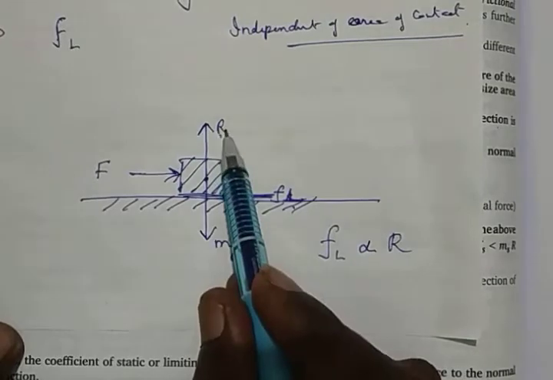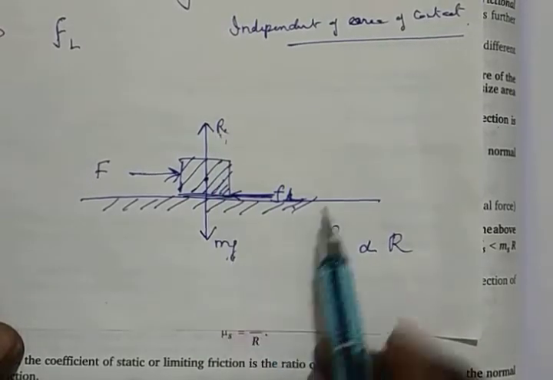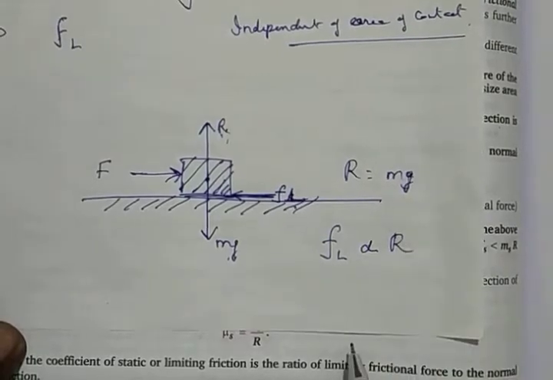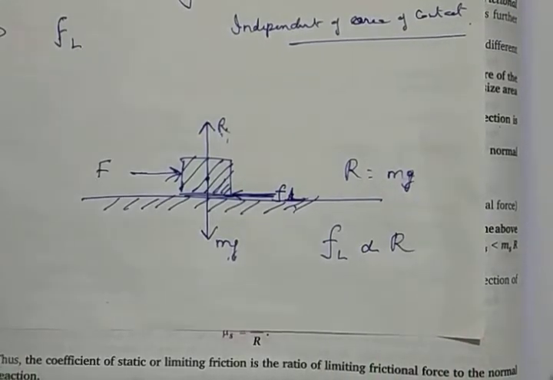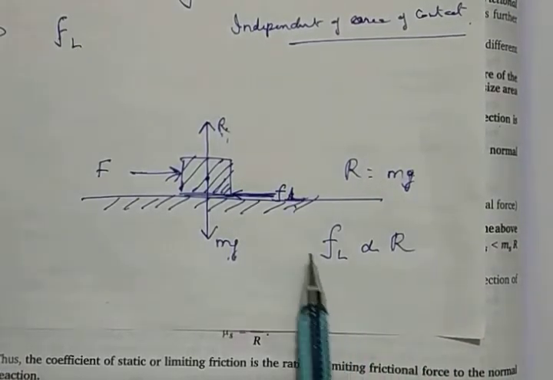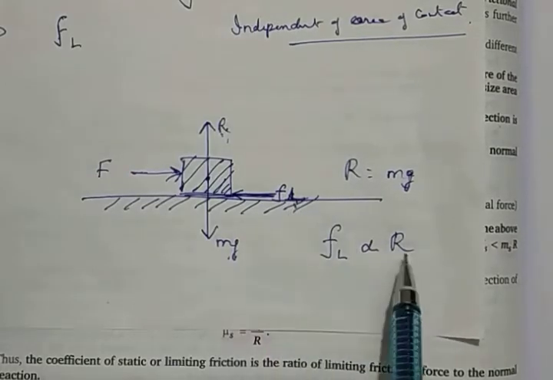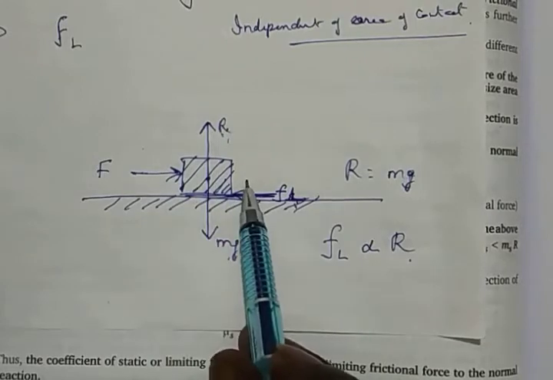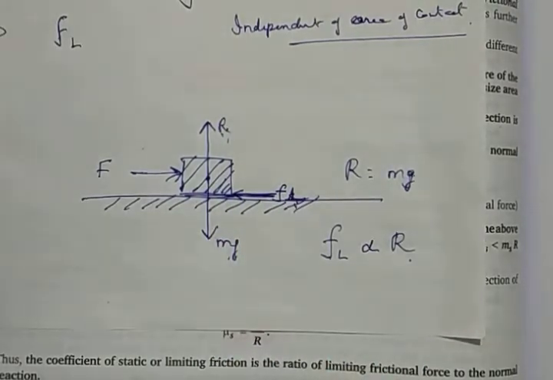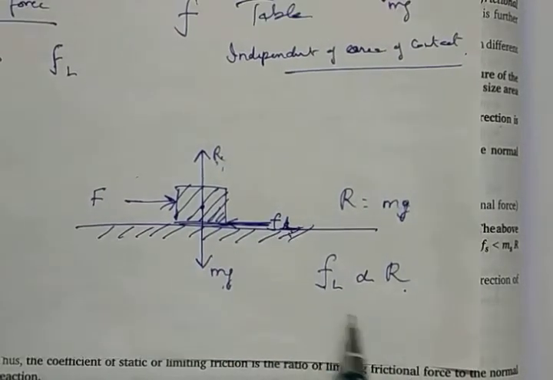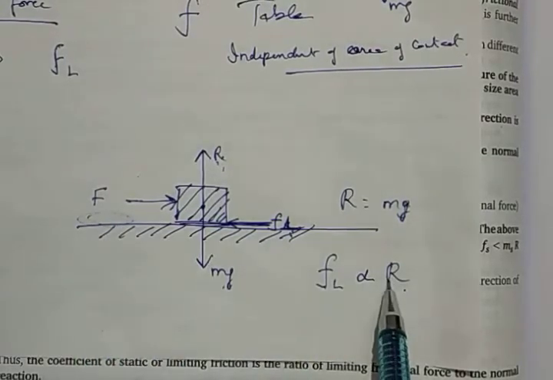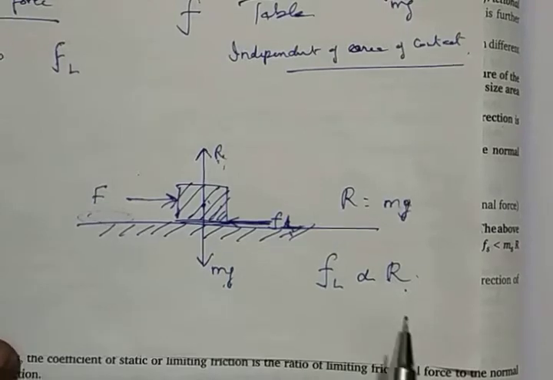What is the normal reaction actually equal to? It is equal to mg. Normal reaction is equal to mg only. We know this one, it is always equal to mg. But here the law says the limiting friction value depends upon the normal reaction. That means bigger the body, higher the weight, definitely the frictional force will be bigger. So you can have a lighter body, then friction force will be less. Bigger body, friction force will be more.